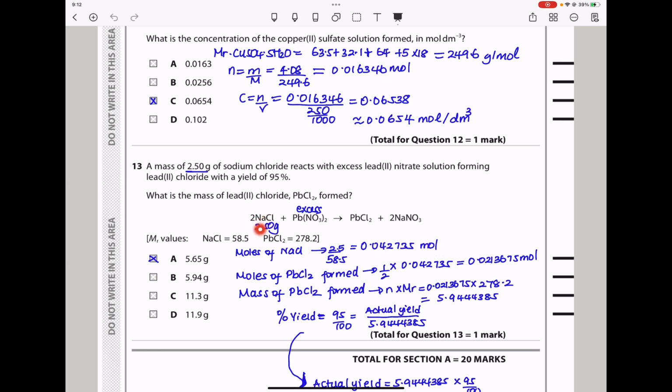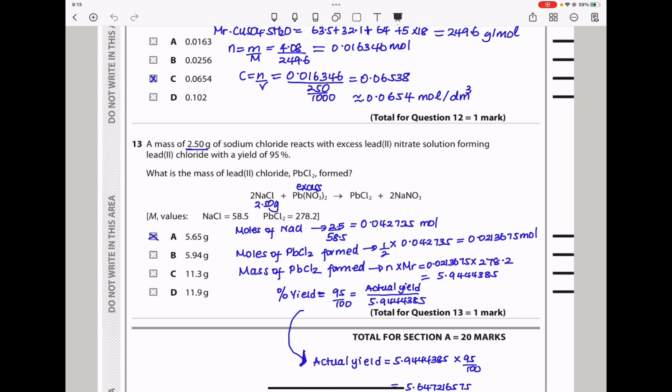Now, I use the number of moles of this to predict the moles of this, and we know using the mole ratio of 2 to 1, so the moles of this are going to be half the number of moles of sodium chloride, which I calculated here, and that became my answer for the moles of lead chloride. The mass of lead chloride formed is going to be the number of moles times the molar mass, which is that times 278.2, and I got 5.9444385 grams. Now this mass is the theoretical mass of lead chloride.